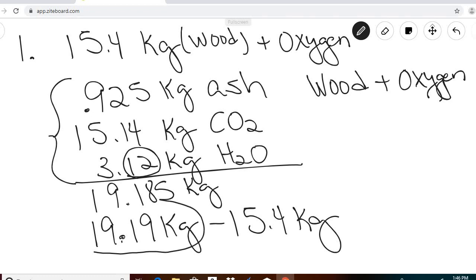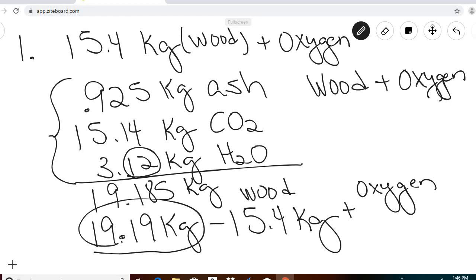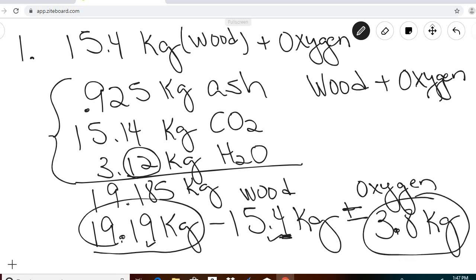So this is what we end up with. And this is what we end up with. And what we started with would be the mass of the wood plus the mass of the oxygen. So if we end up with this and the wood was this, then we know that the difference is going to be the mass of the oxygen. So this minus this will give us the mass of the oxygen, which is 3.8 kilograms. And we take our significant figures out to the tenths place because we're subtracting here, and the mass of the wood is out to the tenths place. So the answer is that the oxygen would have been 3.8 kilograms.